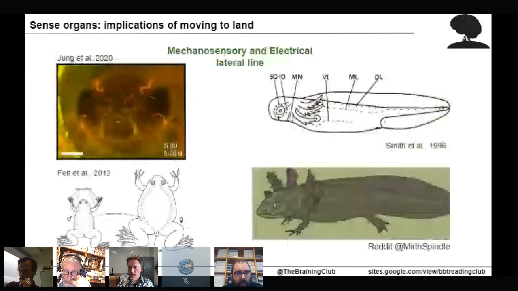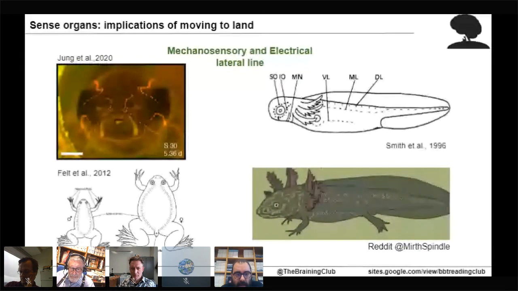So moving to land also implied losing the utility of the lateral line system, which is unable to function properly in air. Early tetrapods probably had both electro and mechanosensory lateral line systems, but in extant amphibians, the situation is far more complicated. Larvae from these amphibians do have a mechanosensory lateral line, which usually degenerates as the animal gets ready to emerge from water.